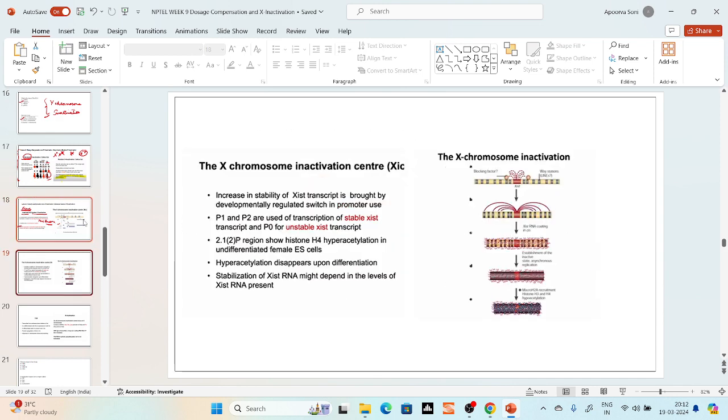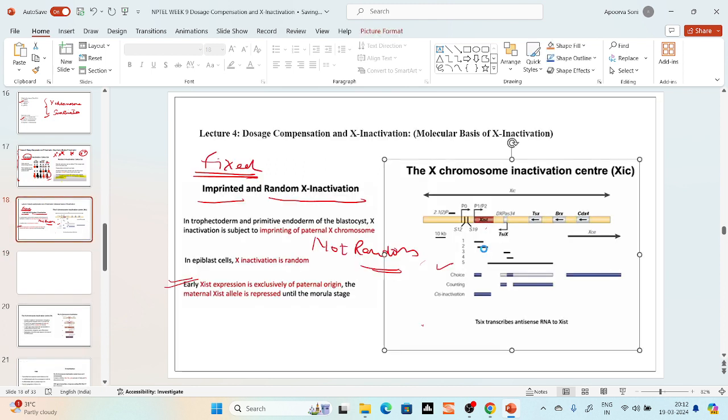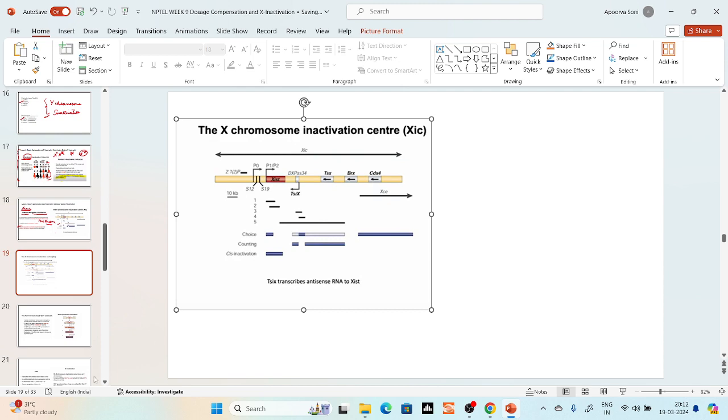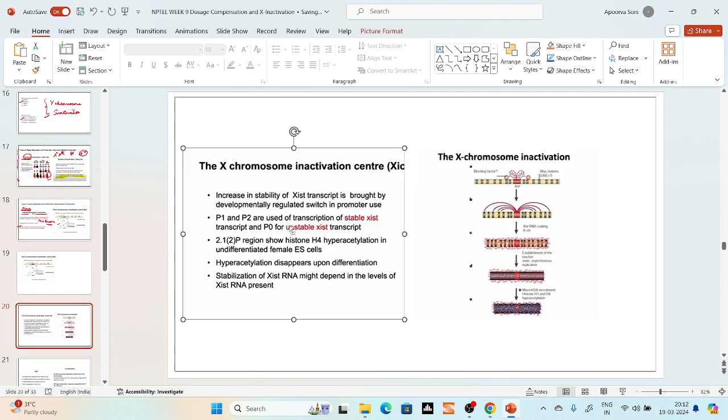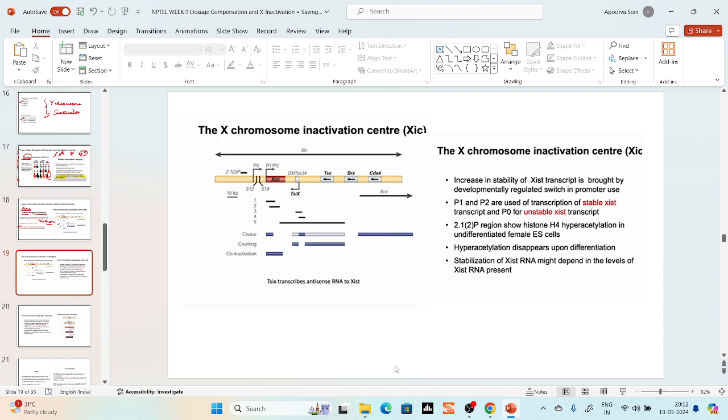Okay, let me do one thing. This is the diagram. Okay, and this is its text. So what it is saying, first thing here is what? First thing is choice. Choice of what? Choice of promoter. Which promoter has to be chosen? So you can see that P1 and P2 promoters are used for transcription of stable Xist.